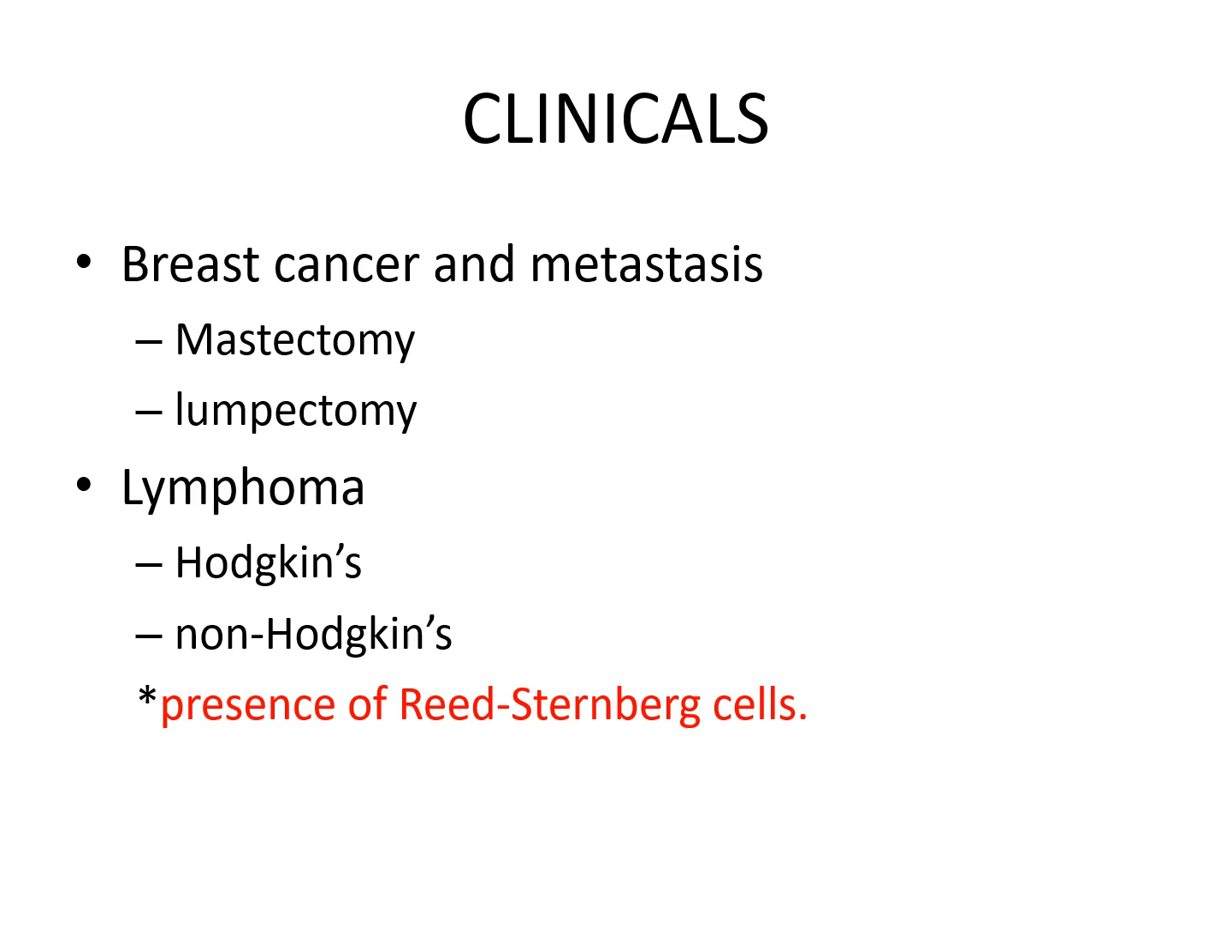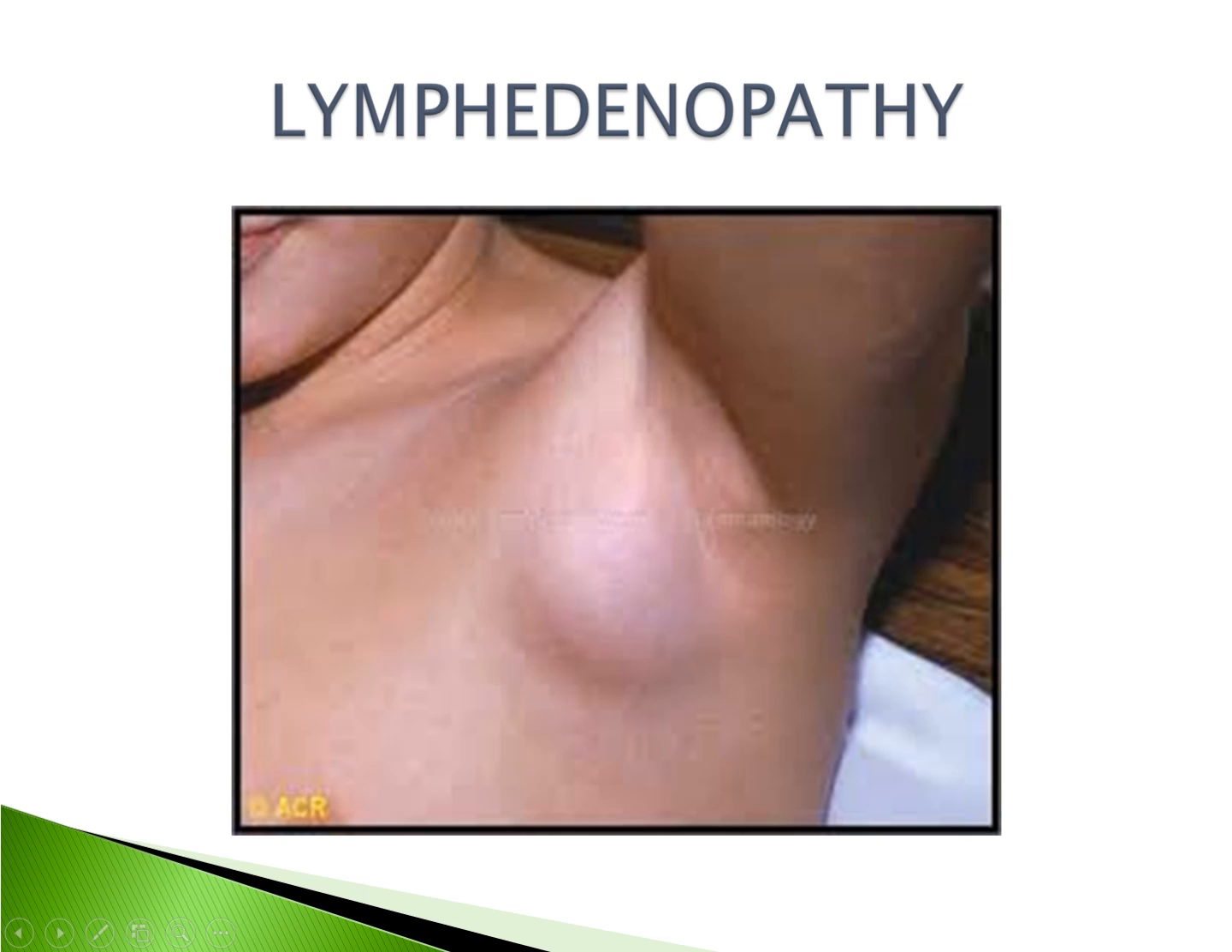So Reed-Sternberg cells, typically, show that one is having a Hodgkin's lymphoma. Okay, so it's a characteristic feature we look out for. Now we talk about lymphadenopathy, which is the enlargement of one or more lymph nodes, which can be a symptom of various underlying conditions.